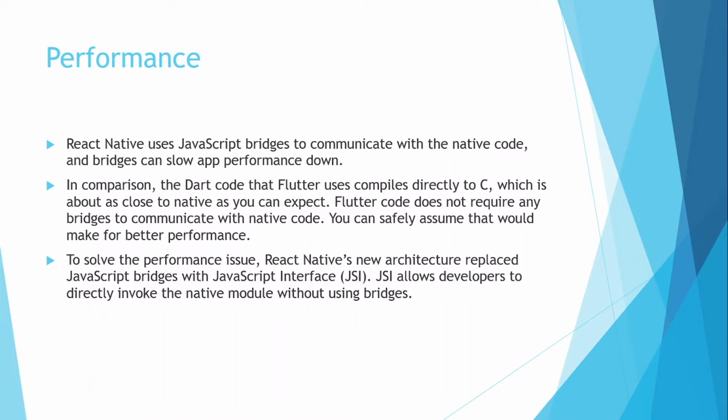In comparison, the Dart code that Flutter uses compiles directly to C language, which is about as close to native as you can expect. Flutter code does not require any bridges to communicate with native code. You can safely assume that would make for better performance. So it means Flutter has better performance because it doesn't use any bridges to communicate with the native code. It directly compiles all the code to C, which is closer to the native platform for which we are actually creating the app.